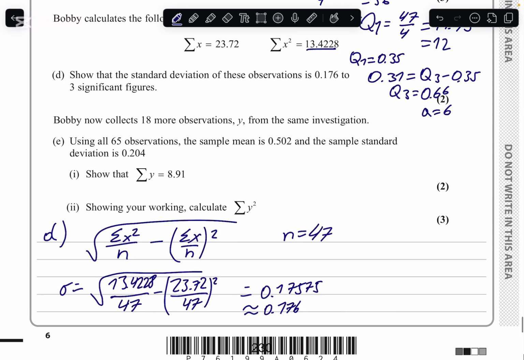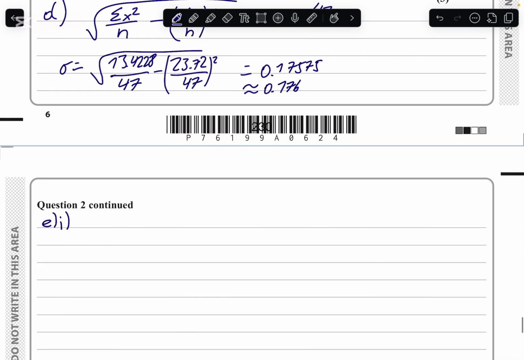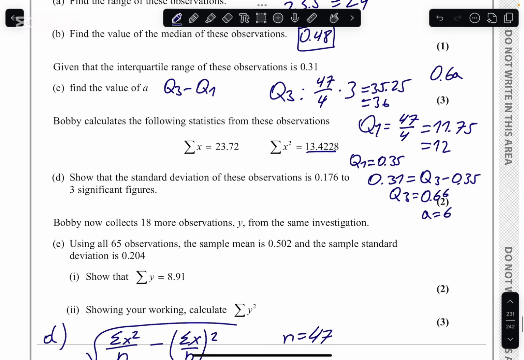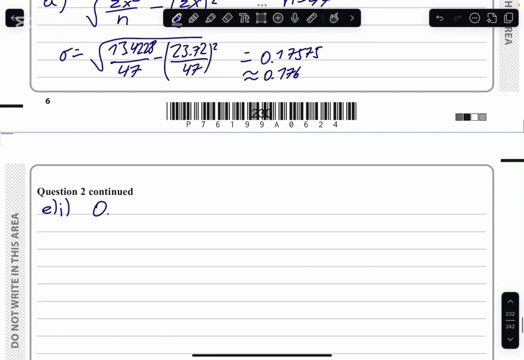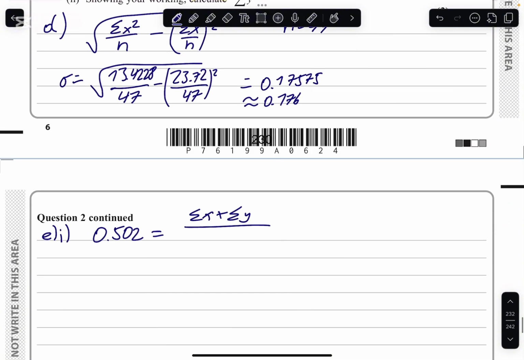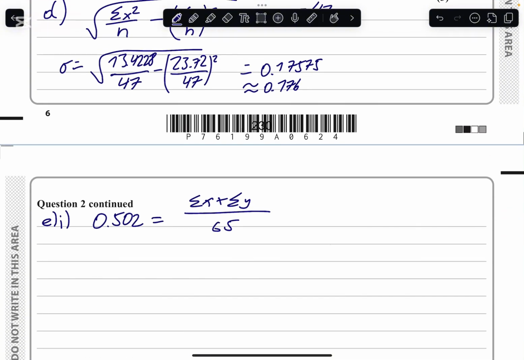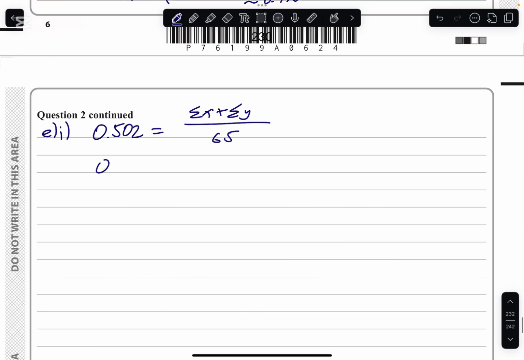In part E, it says Bobby now collects 18 more observations from the same investigation. Using all 65 observations, the sample mean is 0.502 and the sample standard deviation is 0.204. We need to show that Σy is equal to 8.91. The new mean, which we know to be 0.502, is now equal to the sum of all the x's plus the sum of all the y's over the new n, which is 65. We know the Σx, which is 23.72.